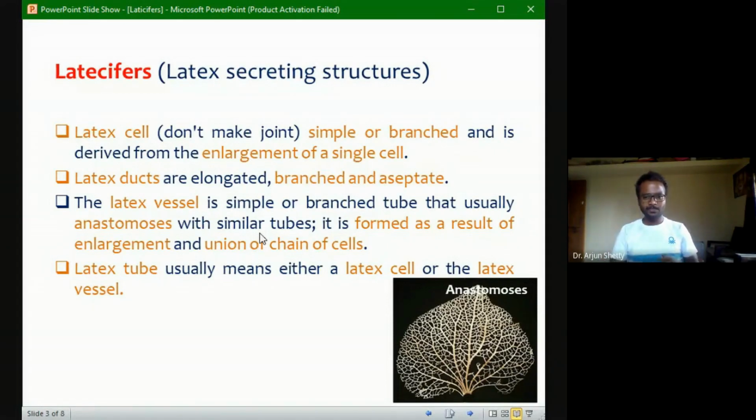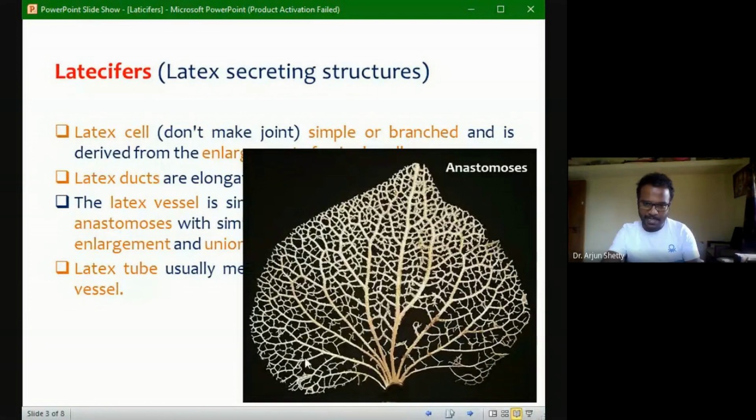Next we have latex tubes. Here we do not yet clearly understand how the latex tube looks in any plant body, but it is known from different research articles that they are modified versions of the latex cell or a latex vessel. Nothing but they comprise small veins, right? These are the small veins. Fine, let us take this particular vein.